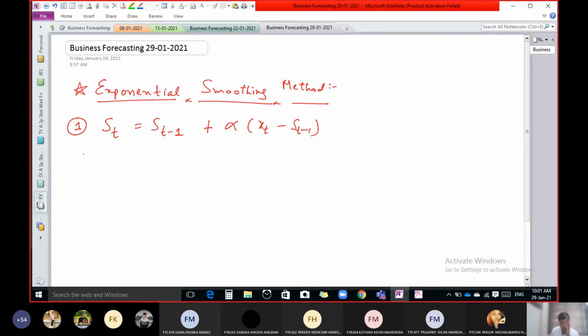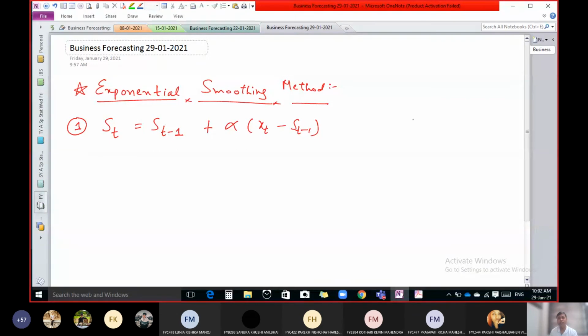Now once again, St stands for smoothing value at time t. So what is St minus 1? Obviously, smoothing value at time t minus 1.